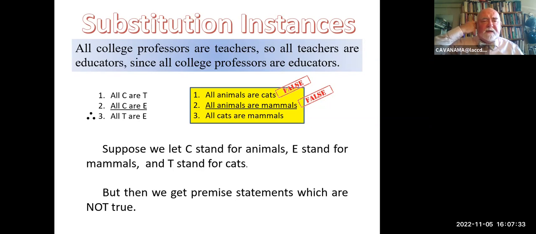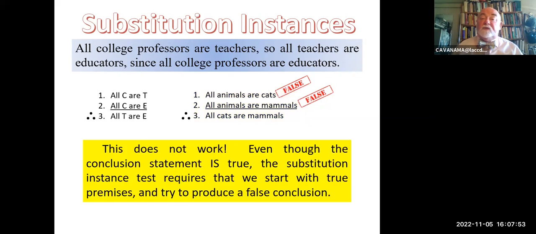Well, all cats are mammals is true. The problem is, though, we don't have true premises, we start with false premises. So this is not going to give us a test. We have no idea, even if we know that the conclusion is true, whether that was generated in a valid or invalid manner in the first place. We have to come up with some other things to let these terms stand for.